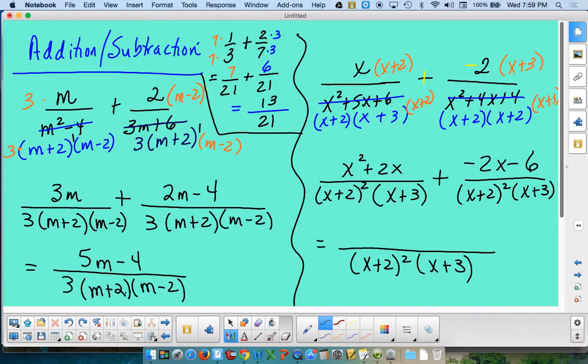If I add that together, interestingly, the 2x's are going to cancel, so I'm just going to be left with x squared minus 6. Now, ask yourself, will that factor and cancel? X squared minus 6, that's 2 terms, which means you'd have to factor with perfect squares or perfect cubes. 6 is not a square or a cube, so we're good. We're done with that one right there.